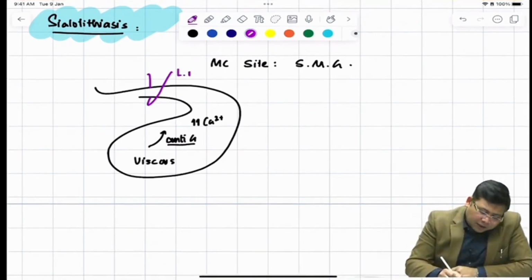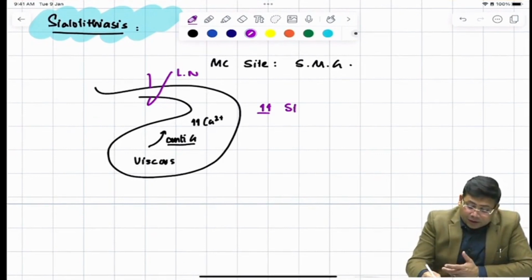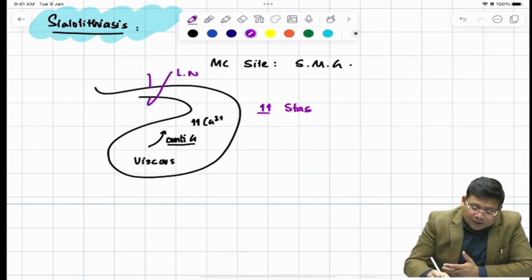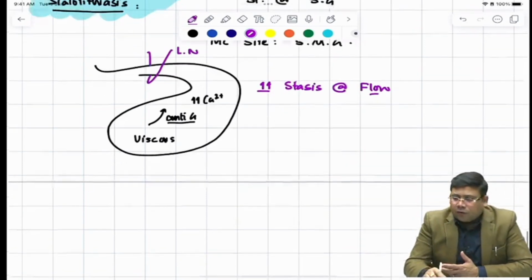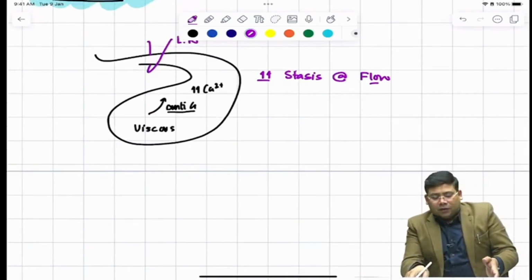So this hooking by the lingual nerve, all these things increase the stasis of the flow, and if there is stasis of the flow, therefore the stones will precipitate. Very good, Niharika, very good.